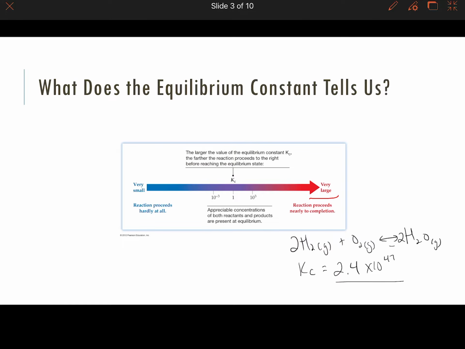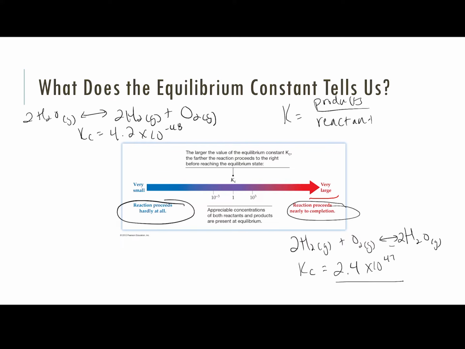Okay. Let's also, pretty easy. Just keep in mind that your Kc or your Kp is always going to be products over reactants. So think about what that means in terms of your equilibrium constant. Okay, so that's all of learning objective 1.